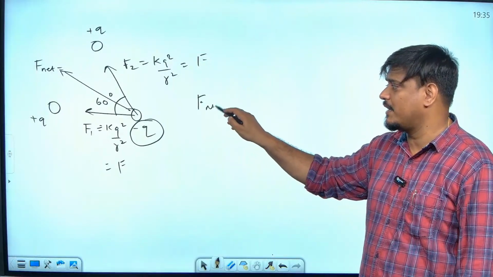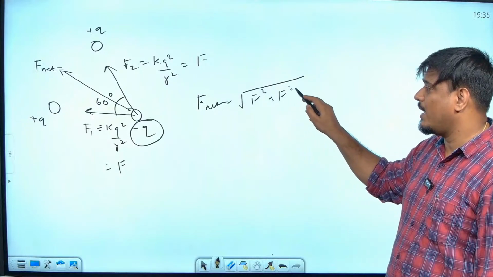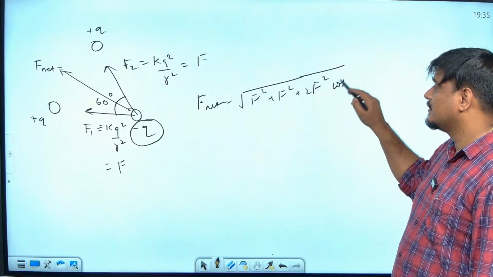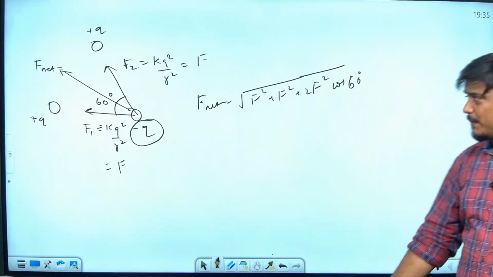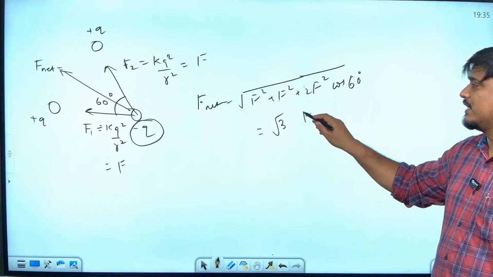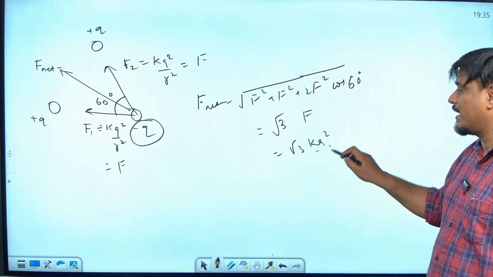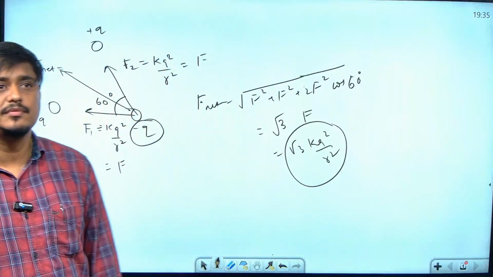So F net will become equal to root over F square plus F square plus 2F square cos 60. So cos 60 is how much? 1 by 2. So it will become root 3 F. F is known to you. So the answer is how much? Root 3 times kq square by r square. This kind of questions are coming in the board exam itself.